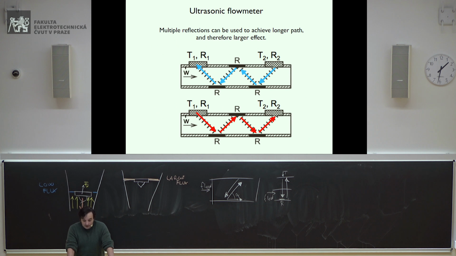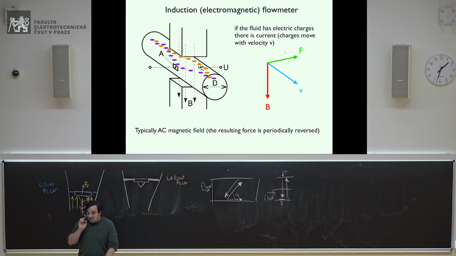Now, if you want to amplify this effect, you can have multiple reflections. For instance, you can have the transmitters and the repeaters here and here, then here the ultrasound is reflected, and you have the same effect but for a longer path, despite the pipe always having the same diameter. Okay?